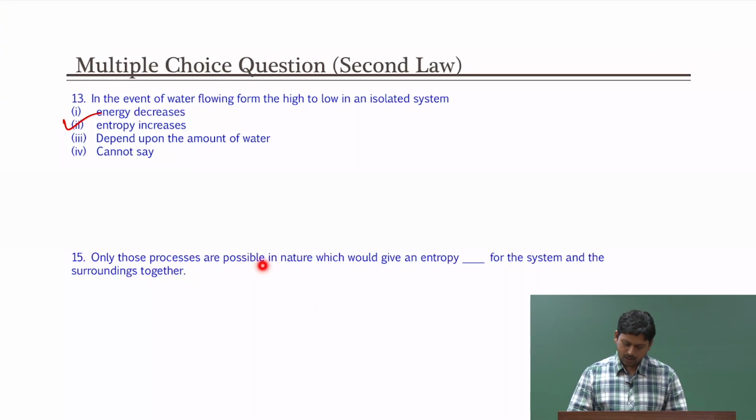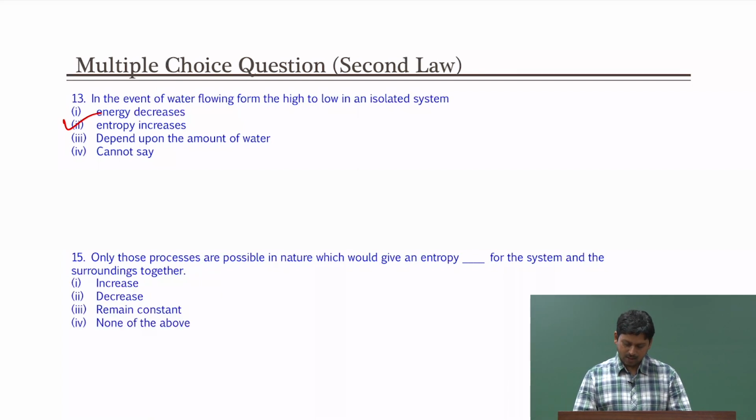Only those processes are possible in nature which would give an entropy increase for the system and the surroundings together. The system and surroundings together means the entropy of the universe, and we know that those processes are possible in which the entropy change of the universe is either 0 or positive. So, it says increases, which is right; decreases is not possible; remaining constant is possible. So, these two options are correct.